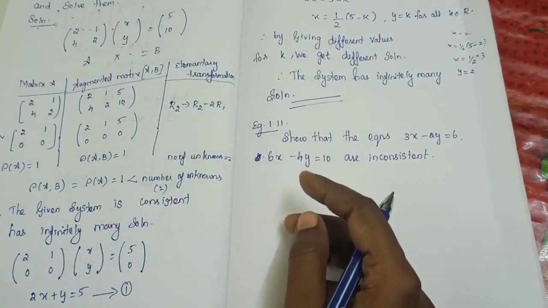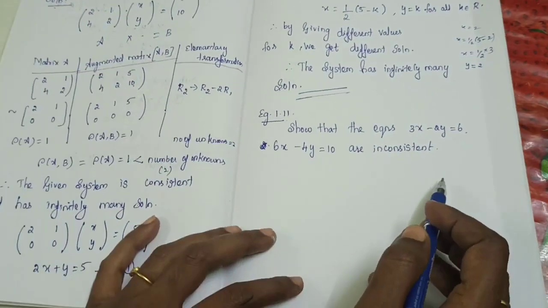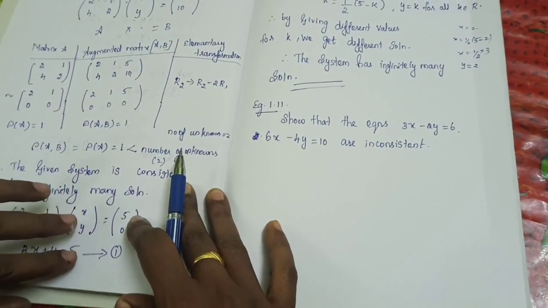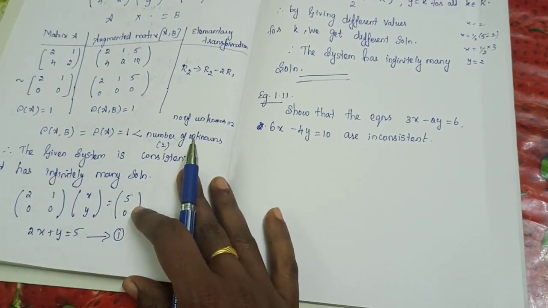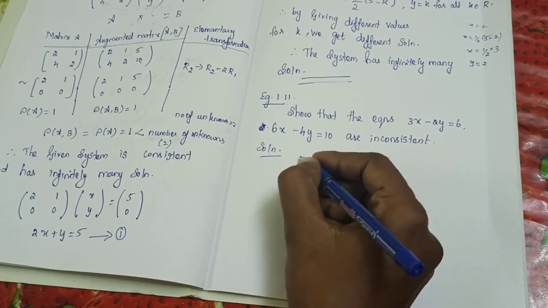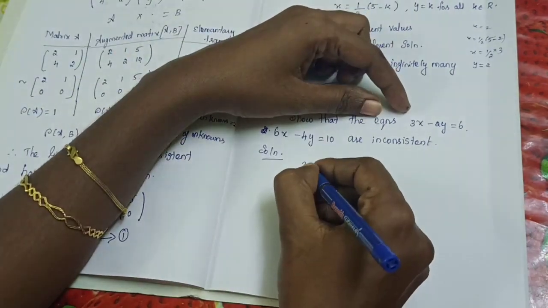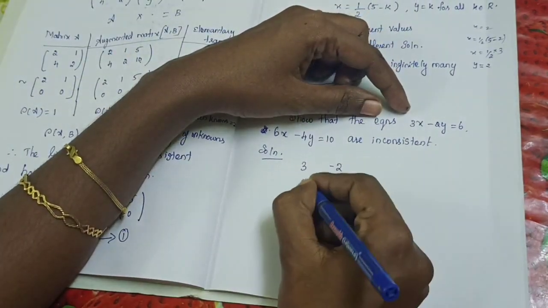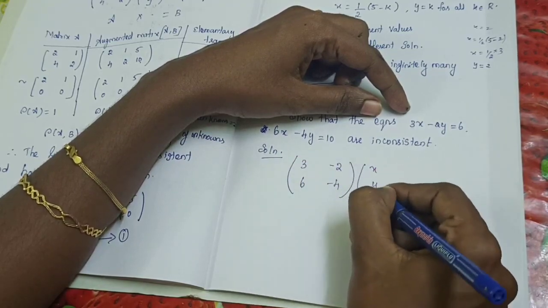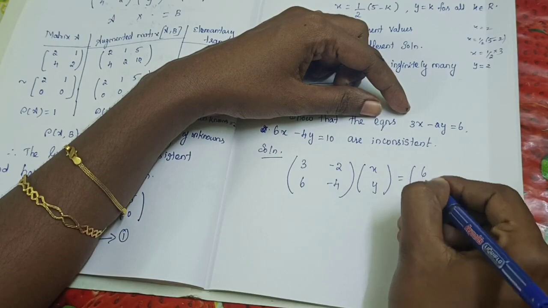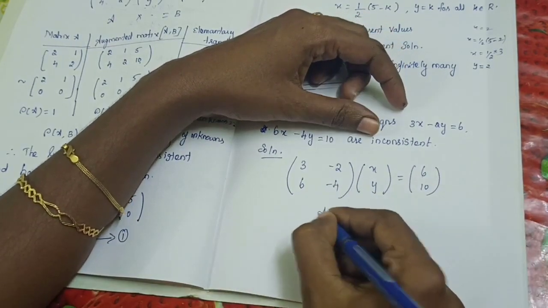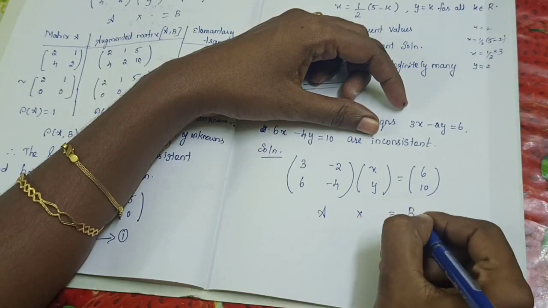Listen to the question. Show that the equations 3x minus 2y equal to 6, 6x minus 4y equal to 10 are inconsistent. You need to prove it is inconsistent. So solution, what will you do first? You will write in the form of AX equal to B. So [3, -2; 6, -4] times [x; y] equal to [6; 10]. Now it is in the form of AX equal to B.